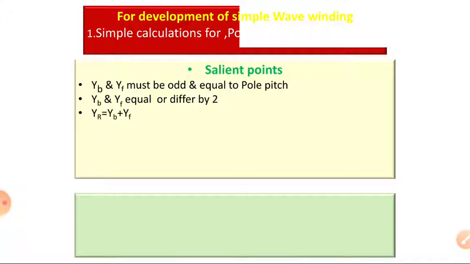Next is the resultant pitch. So what is the resultant pitch? The distance between the two starting coils. So here YB plus YF is the resultant pitch.